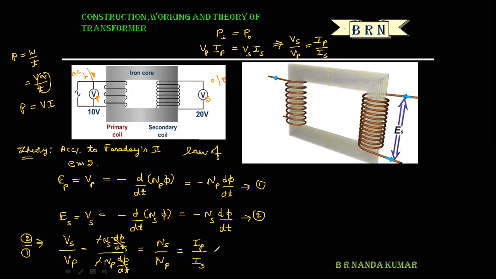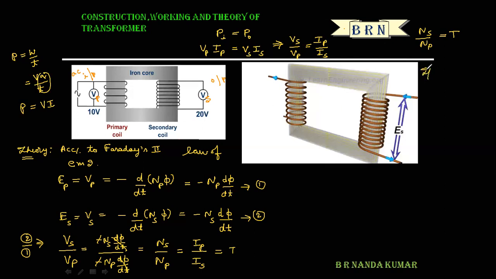So this is actually the turns ratio, Ns divided by Np. The ratio of the number of turns in the secondary coil to the number of turns in the primary coil is called the turns ratio.